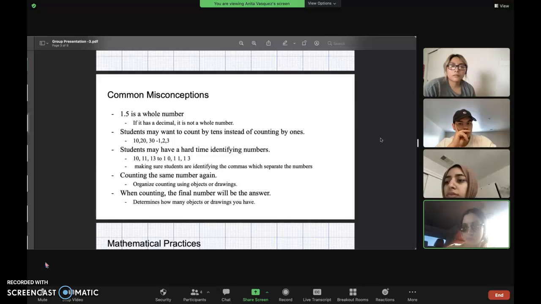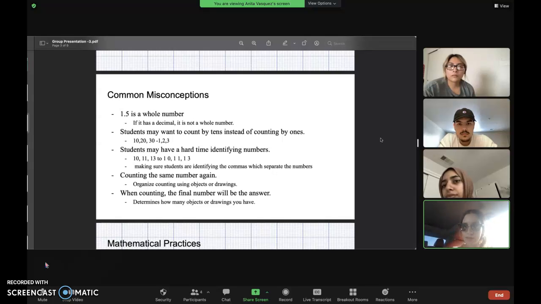Common misconceptions. So students might think that something like 1.5 is a whole number. So we're going to take the time to explain to students that if it has a decimal, it's not a whole number. And when it doesn't have a decimal, it's a whole number.